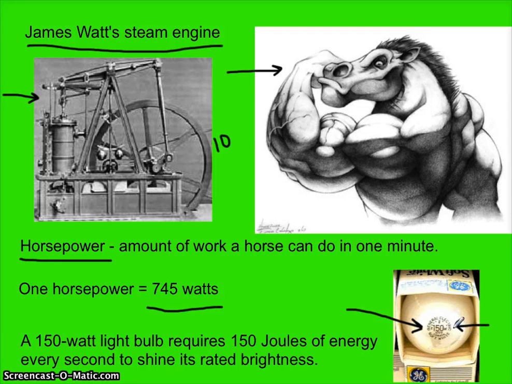By saying 150 watts, here's what that means. A 150 watt light bulb requires 150 joules of energy every second to shine its rated brightness. Whenever somebody buys a 150 watt light bulb, they're expecting it to be pretty bright. That's pretty bright as far as light bulbs go. So every time you plug in a 150 watt light bulb, you're expecting to have its rated brightness.